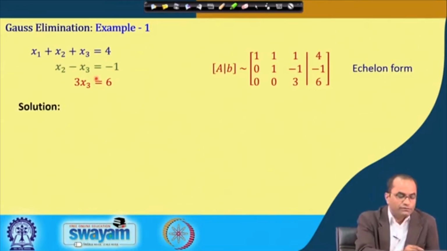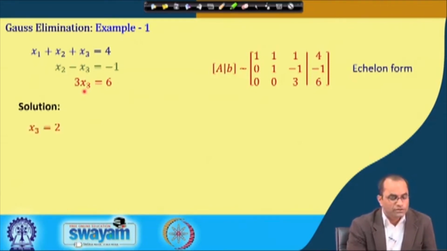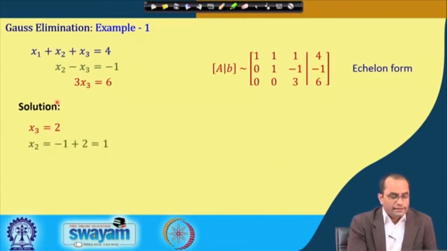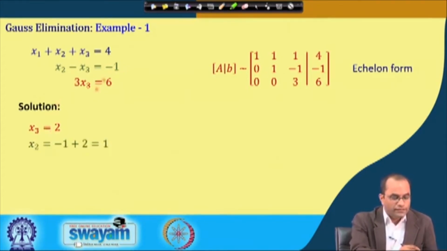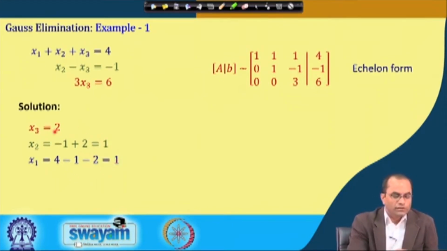So, the solution will be from the last equation, we can directly write down our x 3. So, the x 3 will be 6 by 3, that is 2, and from equation number 2 we can get now x 2 is equal to minus 1, and then this x 3 will be added, that is 2. So, we will get 1, and from equation number 1, since x 2 and x 3 are known, we can get x 1 as 4 minus this x 2, 1, and minus x 3, that is 2. So, 4 minus 3, that is 1. So, we got the solution here.